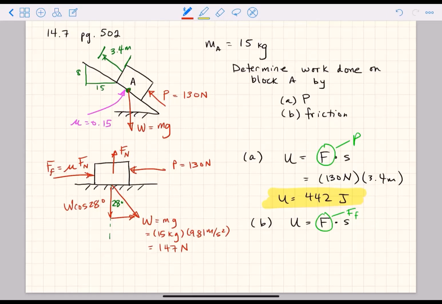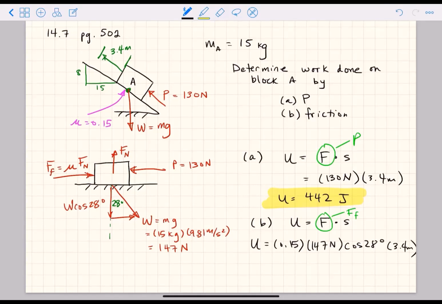I could write that all out, but by now, if you've done enough of these practice problems, you should be able to recognize that clearly there's no other vertical forces, and so that normal force is just equal to W cosine 28. And so I can just put that directly into my equation. So U is equal to, for the force of friction, 0.15 times W, which is 147 newtons, times cosine 28 degrees, times the distance now, which is 3.4 meters.